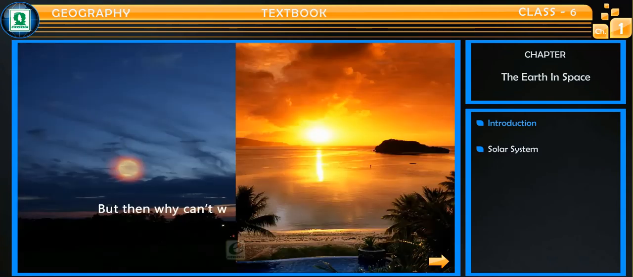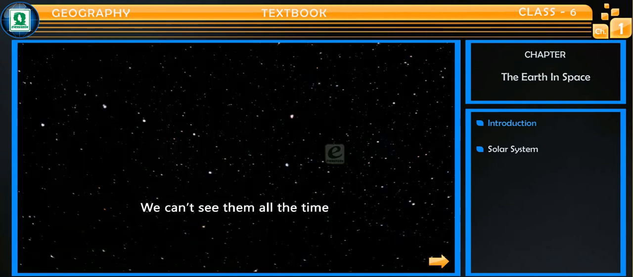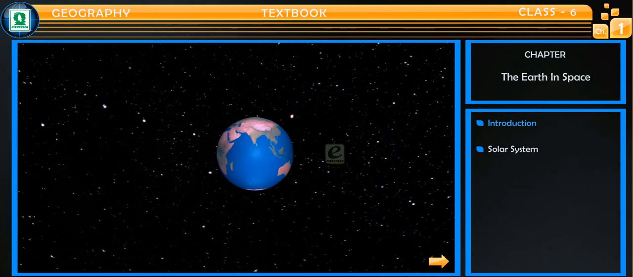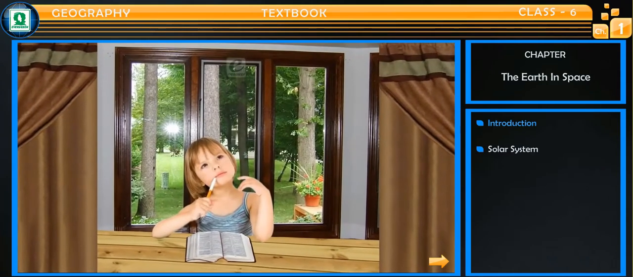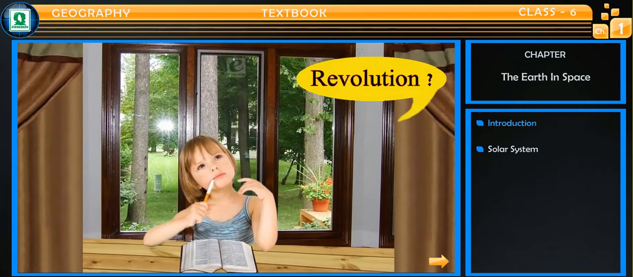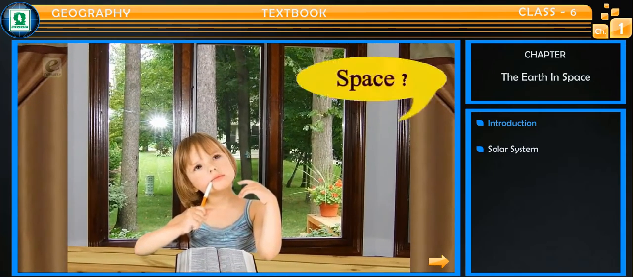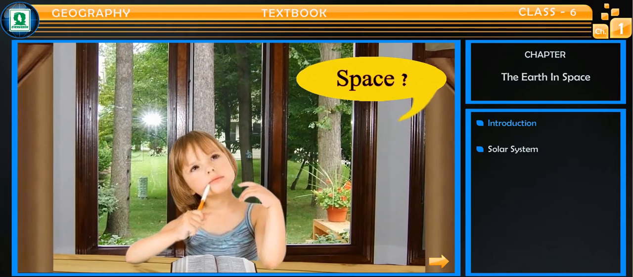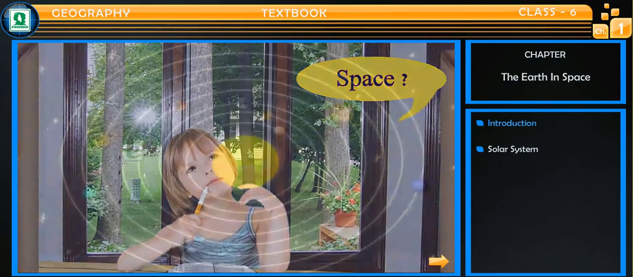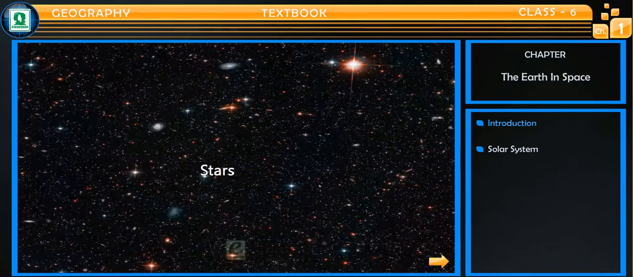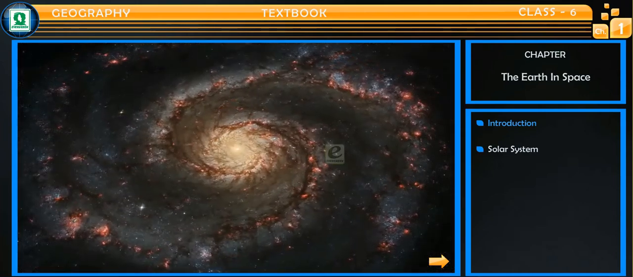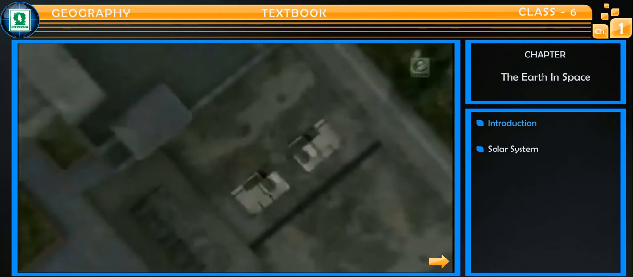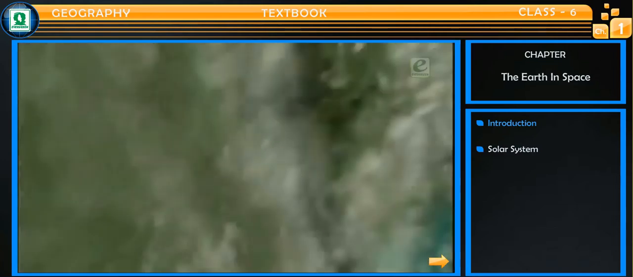But then, why can't we see them all the time? We cannot see them all the time because of the rotation and the revolution of the Earth. Now you must be thinking, what is the rotation and revolution, and what and where is this space? The expanse beyond Earth's atmosphere, in which the solar system, stars, galaxy and other heavenly bodies exist, is called space. Today we will take you on a journey to the space.